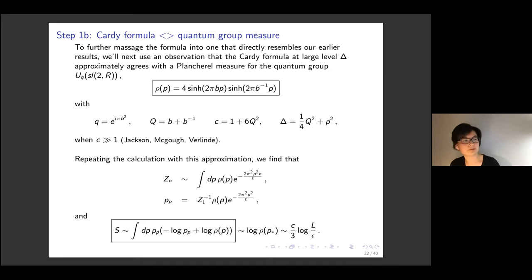We can use an observation that the Cardy formula at large level delta approximately agrees with a Plancherel measure for a quantum group, this quantum deformation of SL(2,R), under this mapping of parameters, where this deformation parameter q is related to the central charge of the CFT, and the level delta gets matched to some principal continuous series representation in the quantum group.